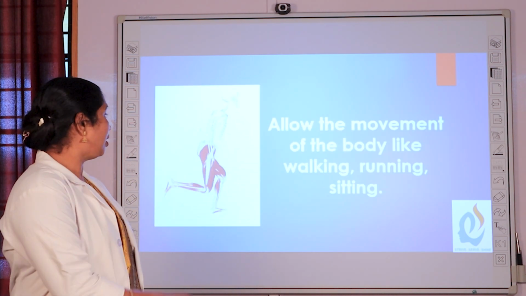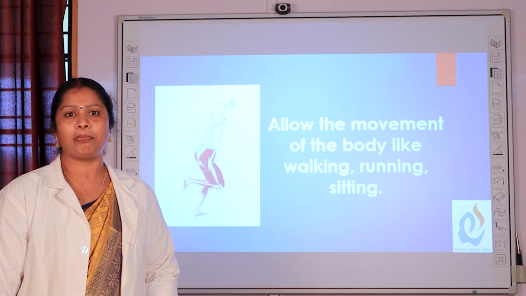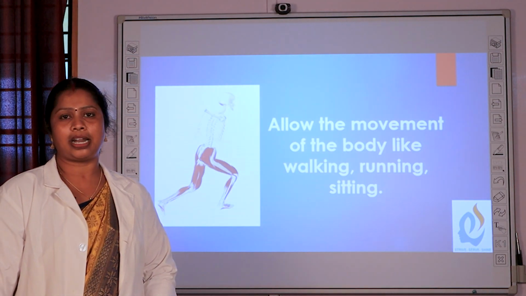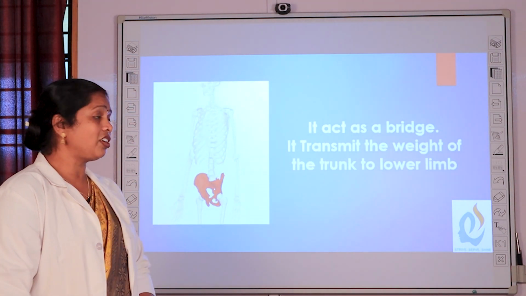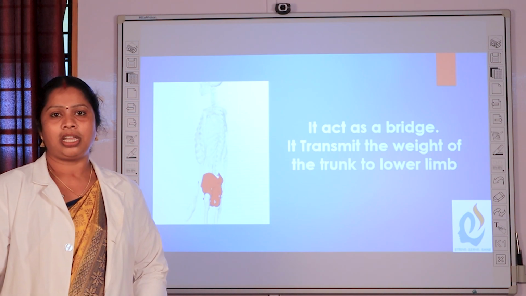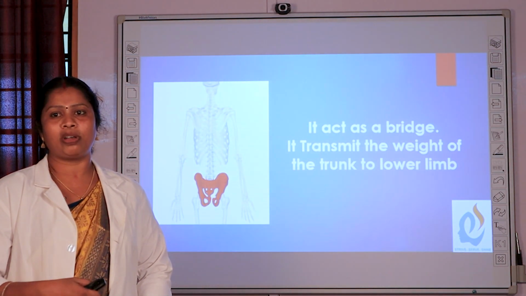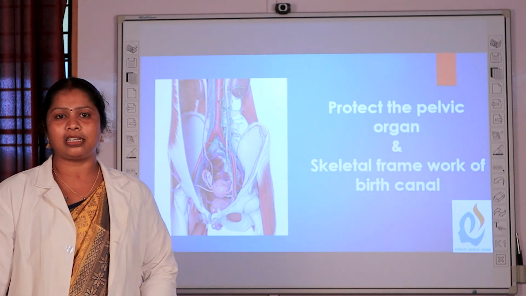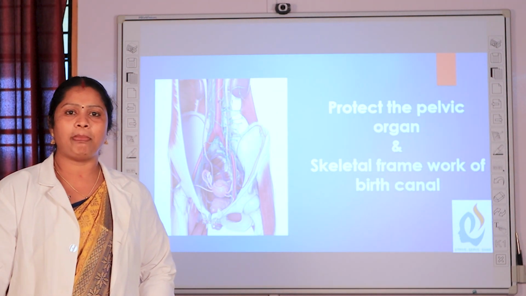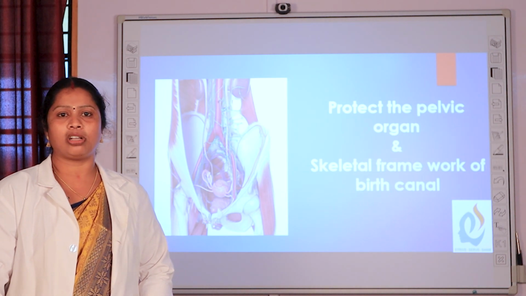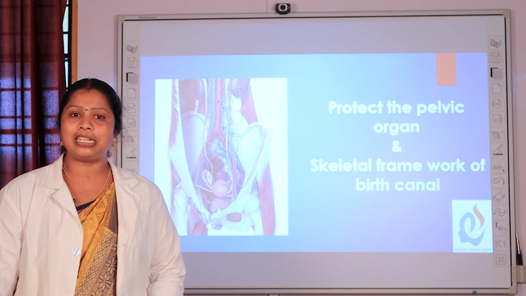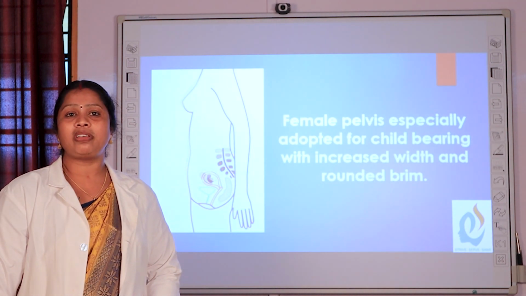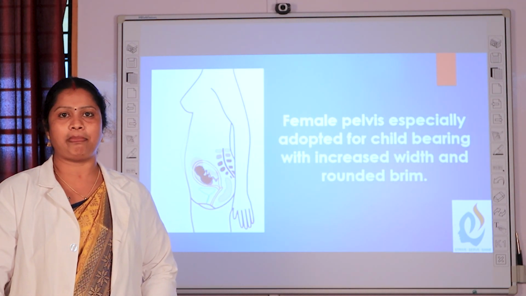What are the primary functions of the pelvis? The first one is the independent movements of the body. The pelvis allows movements of the body like walking, running and sitting. The second function is it acts as a bridge. It transfers the trunk weight to the lower extremities. And the third function, it protects the pelvic organs like uterus, bladder and rectum. And also it is a skeletal framework of the reproductive system. And the final function, the pelvis is especially made for childbearing.